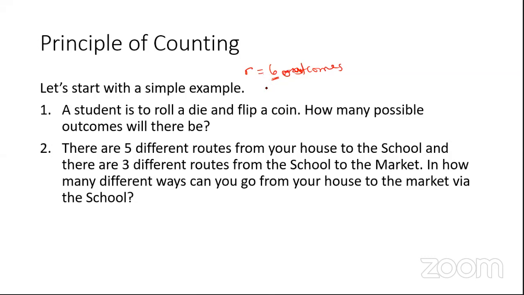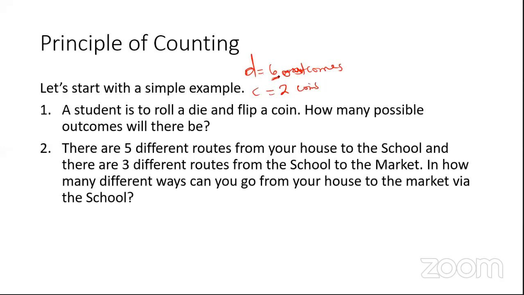Now, when you flip a coin, this is for the die. For the coin, when you flip a coin, how many outcomes? We have 2 outcomes. It is either a head or a tail. So in this case now, how many possible outcomes will we have when a student is to roll a die and flip a coin? So what do you think we can have as our answer here?